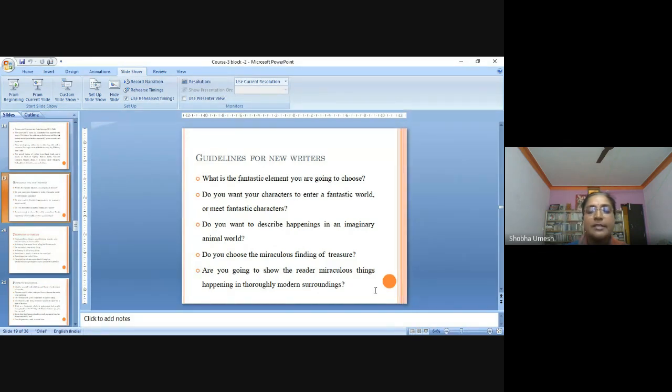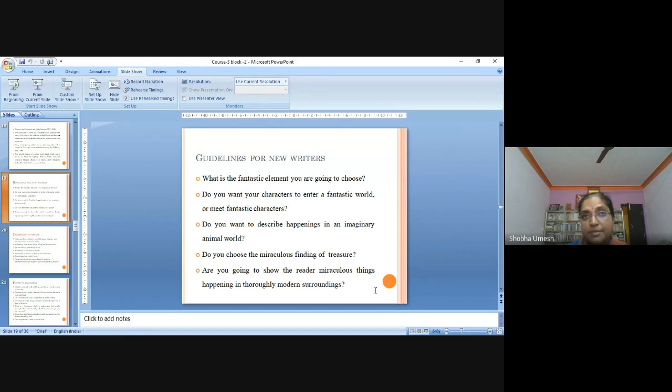So what is the fantastic element you are going to choose? The first thing is making a choice of the plot or the storyline: to whom you're writing, what story you want to tell, and what values or ethics you want to portray through this particular story. So that is the fantastic element you're going to choose. The first thing is that you have to make a choice of the element, the story or the plot which you're going to write.